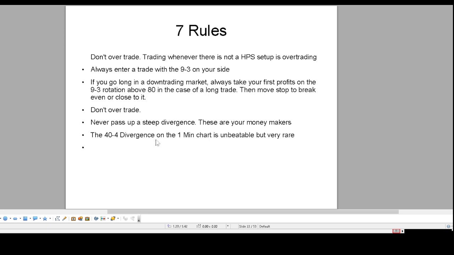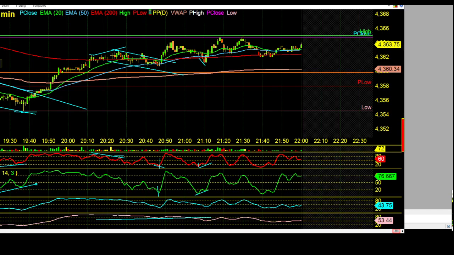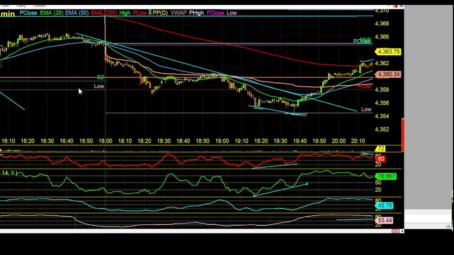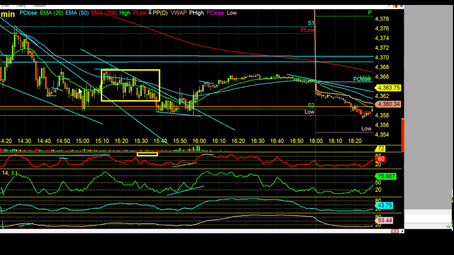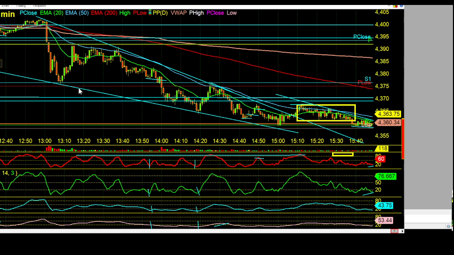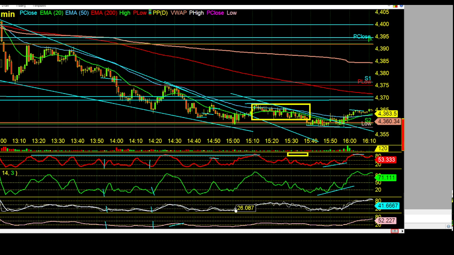The 44 divergence on the 1 minute chart is unbeatable, but very rare. So this is something that you would get an alert on, a 44. If you heard a 44 coming out, you want to get your ES charts, and you want to get your trades out there and lined up and ready to go. Now the 44 is this blue line down here.